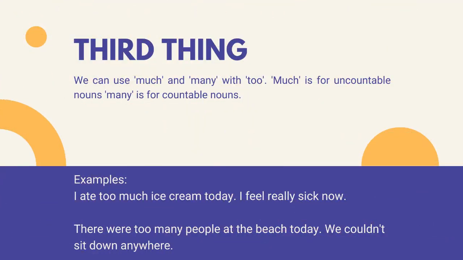Let's look at the third thing we should note for these two structures. We can use much and many with two. Much is for uncountable nouns and many for countable nouns. Look at the examples.